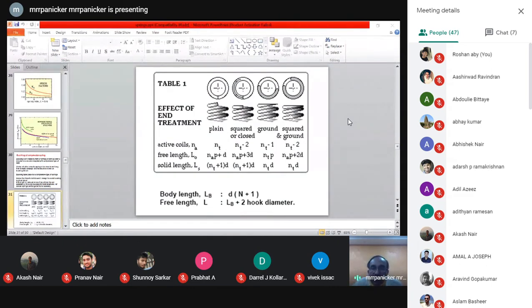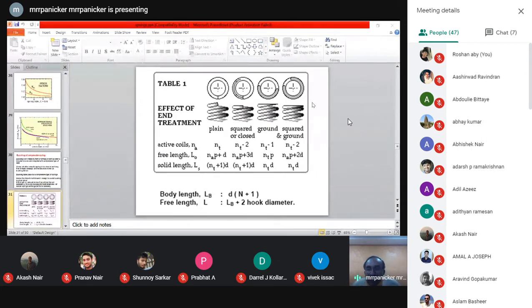So if you have this squared and ground end, and you put it on a flat surface, it will remain like that. If you apply force, then also it will not move sideways, provided that it should not be slender enough, or the L by D ratio should be within that limit.